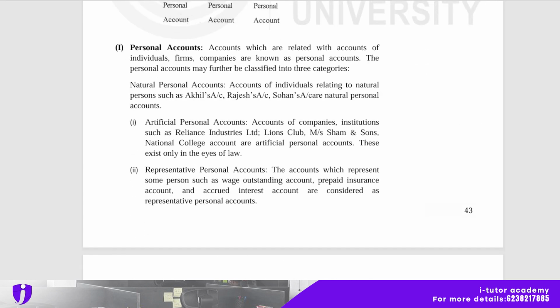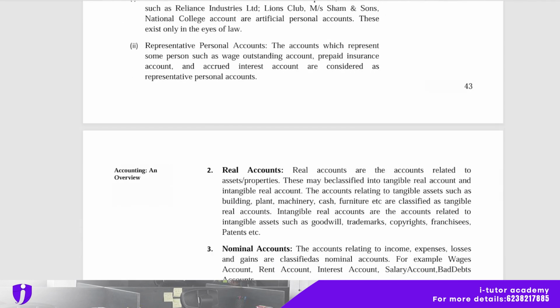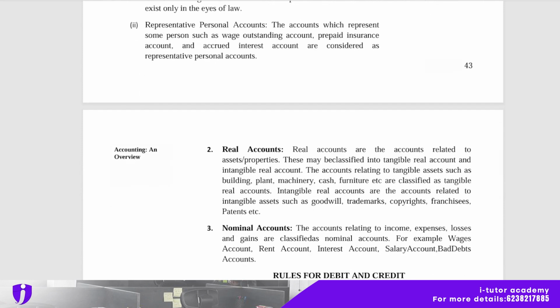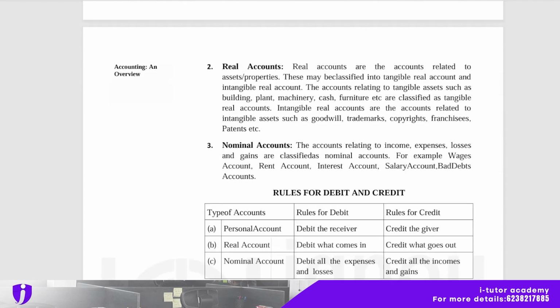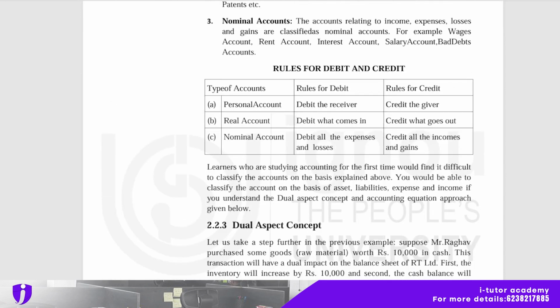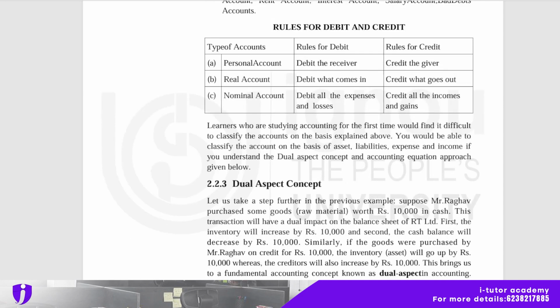Personal accounts, the accounts which are related with an individual, firms, or companies, are known as personal accounts. The personal accounts may further be classified into three: natural, artificial, and representative personal accounts. Then there are real accounts and nominal accounts. What are real accounts? Real accounts are the accounts related to assets and properties, and the accounts relating to income, expenses, losses and gains are classified as nominal accounts. Examples are there, and rules for debit and credit, by type of account.